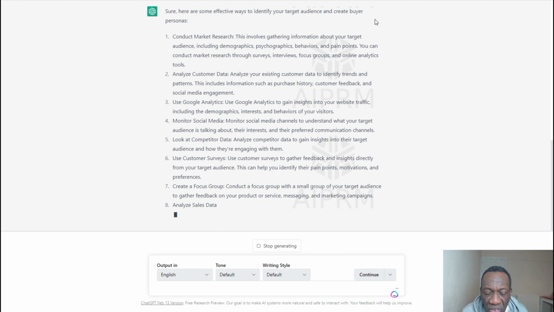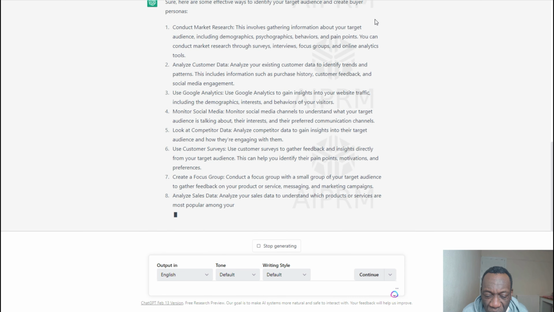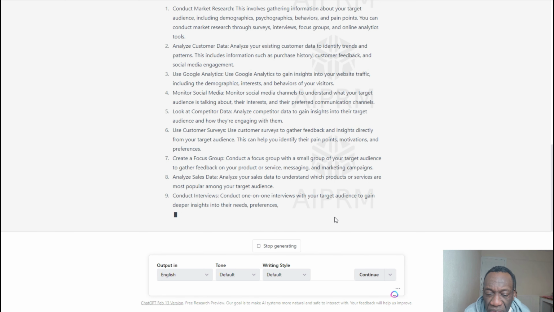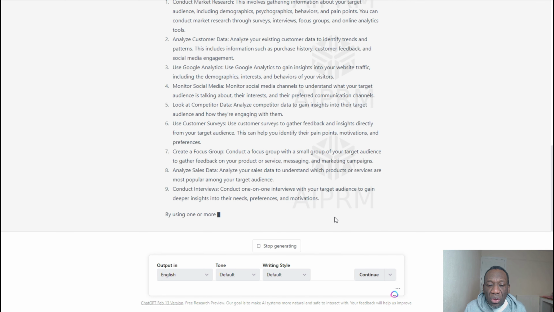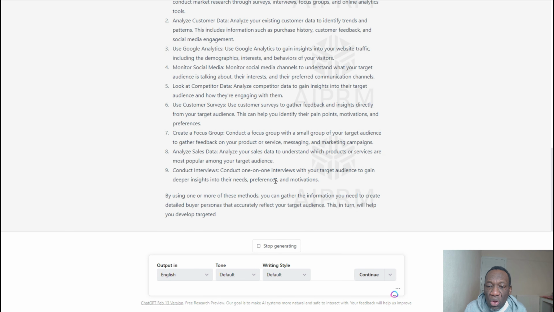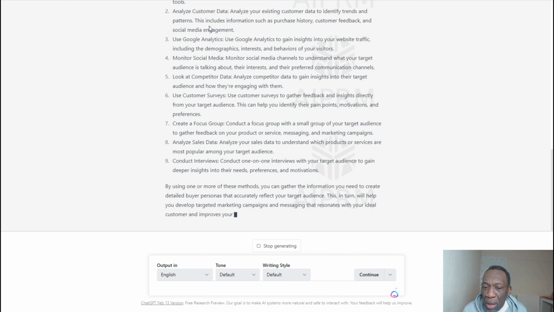And what it's giving me now is a list of 8, maybe more ways. I could stop generating if I wanted to, but let's see what it comes up with. I didn't ask for any specific number, but it's going on, and it's giving me a list of 9 different ideas by which you can look for your buyer persona. Remember what I said to you about the buyer persona?